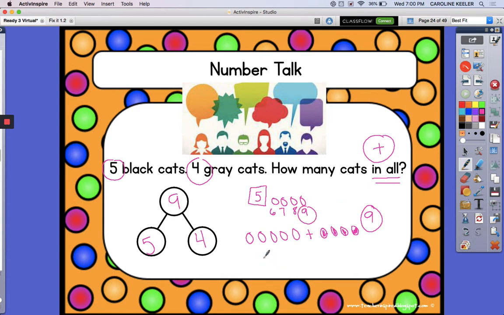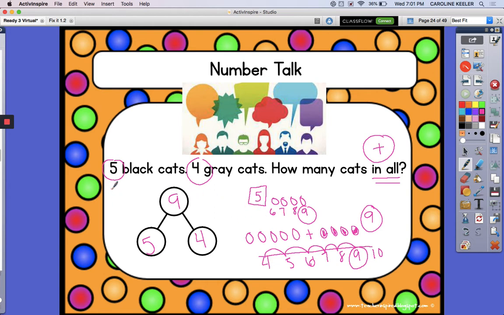I could also use a number line. Let's say I have a number line. And I can hop, so I'm going to start at 4. Or I could start at 5. I could start at either of them. I'm going to start at 4 though, and I'm going to hop up 5. 1, 2, 3, 4, 5. Look what I landed on. The number 9. So I've proved to you that the whole is 9.